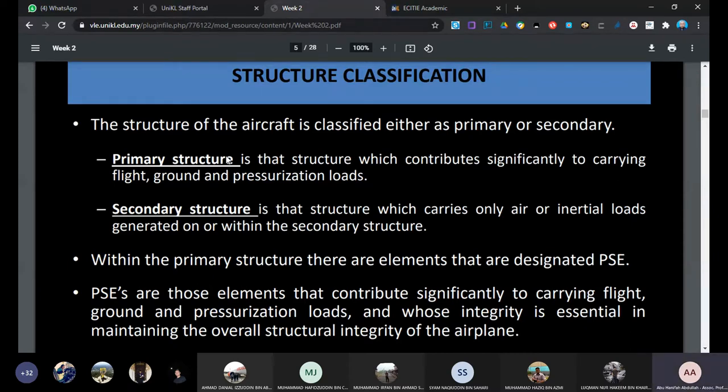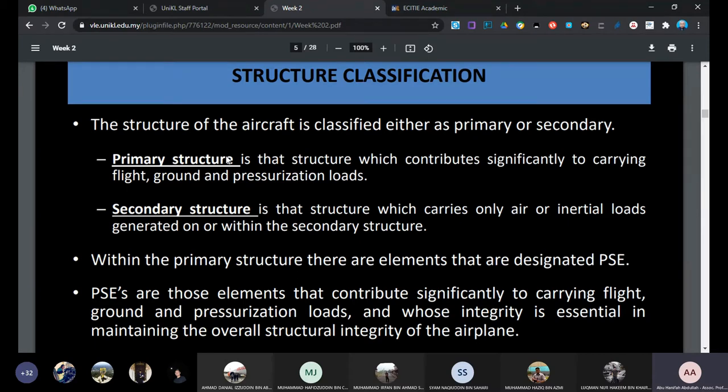Secondary structure is the structure which does not directly affect the aircraft's total structure strength. You may be looking at the doors, the inspection panel, landing gear doors. If we crack the landing gear doors, it's not pressurized, the aircraft still flies. But if you damage the hinge of the door, that is a problem. Your door may be detached from the aircraft, may hit other parts of the aircraft. That could still be considered as primary structure.